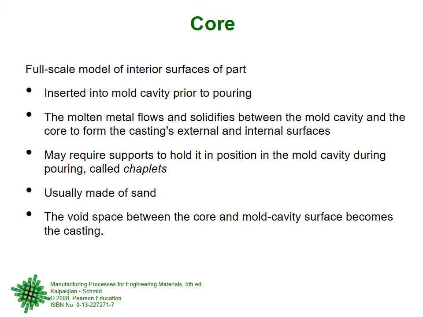You have a pattern, you have made the sand mold, you have removed the pattern. Now you want to insert the core in the mold cavity and you want to hold it in place. So something called chaplets is used so that the core can remain in place. The core is usually made of sand, and the void space between the core and the mold cavity surface becomes the casting, right? And usually it is not just that the core is made of sand, but it is usually baked and made pretty strong so that it lasts. And the core can be used again and again.